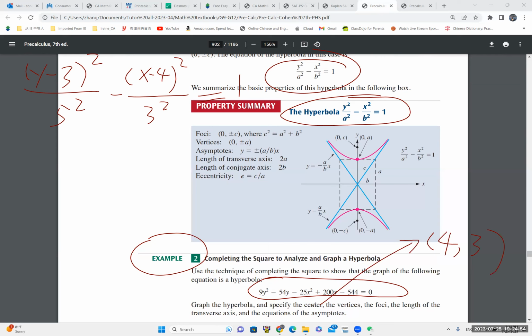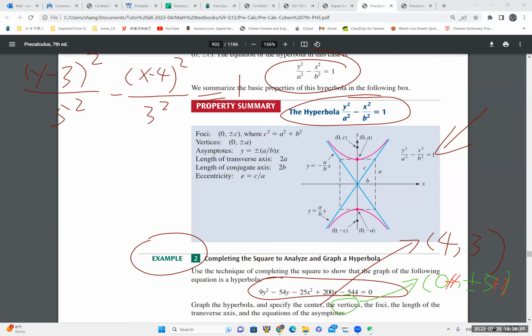So the graph should look like this, right? Yeah, because it matches this kind of formula. Anyway, the vertices should be related to a. Let me use a different color. Suppose this is 0. a is 5, so positive, negative 5, right? But no, that's not correct. We should add 4 here to the 0, and add 3 here, right? It's like a translation. We need to translate it 4 units right and 3 units up.